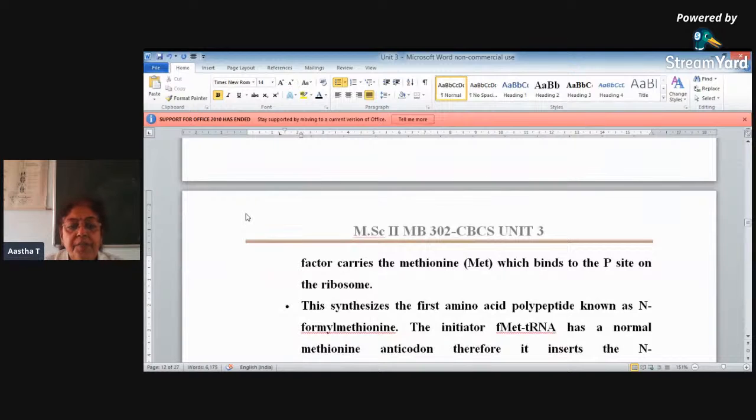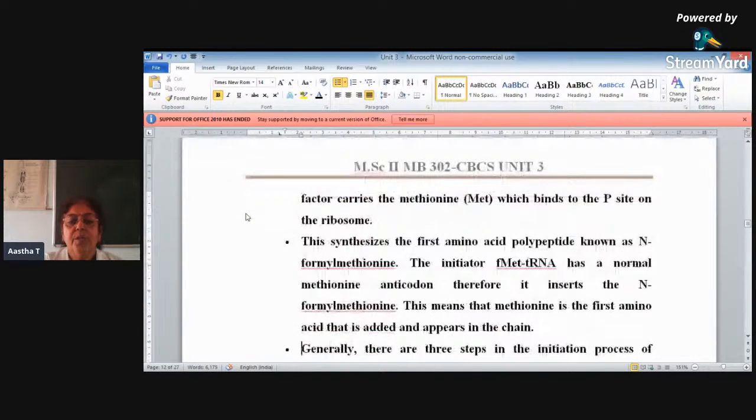The initiator tRNA carries the methionine amino acid which binds to the P site on the ribosome. The first amino acid will be N-formyl methionine. So here the tRNA will be known as formyl methionine tRNA.